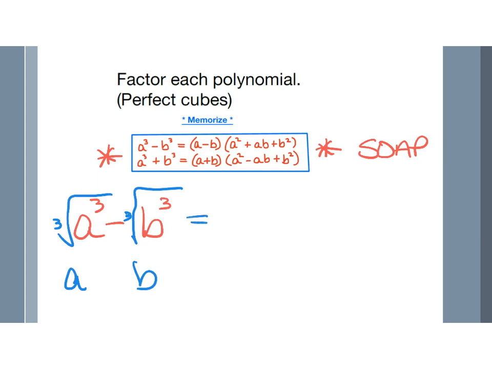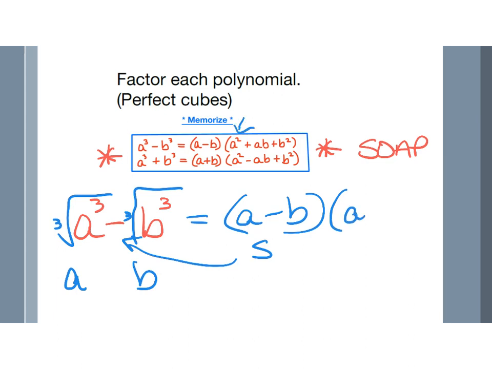So A minus B, same sign as the original problem. Then in the next parentheses, we square the A. Opposite sign, that's the O in SOAP. And we multiply A and B. And then the last term, always positive, and you square the B. And then the same thing if it were the sum: same sign, opposite, always positive. Let's try these with some numbers. It'll be a little bit easier.